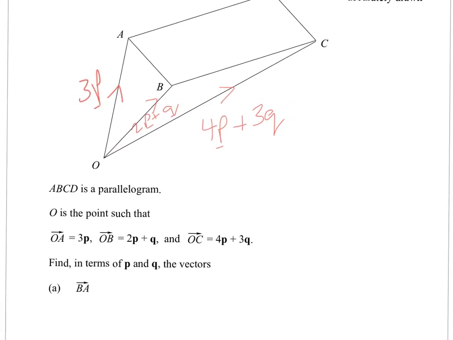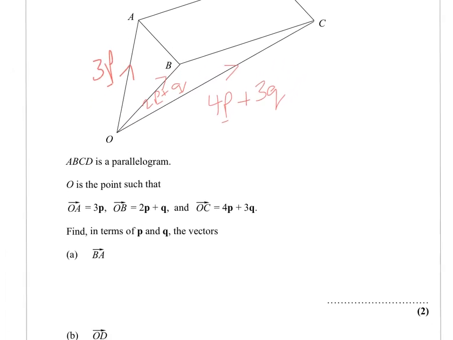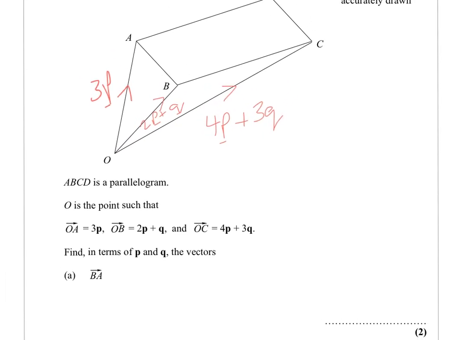Okay, so vectors, probably one of the last topics that many groups, many sets learn before their GCSE. But there's some easy marks to get once we get our head around the basics. Find in terms of p and q the vector BA. Okay, so B to A.